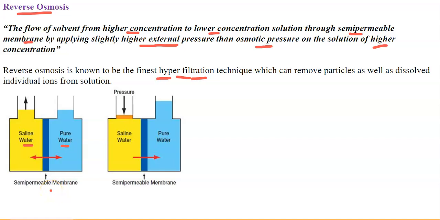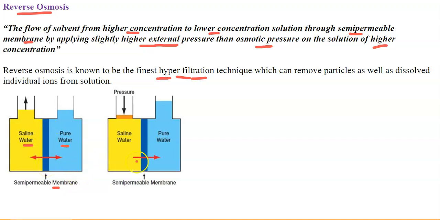As I said, semi-permeable membrane is made up of biological material, and it is a membrane which allows only solvent molecules to pass through it. So this is a solution. Saline water is a solution in which the impurities, the dissolved salts, are solute and water is a solvent. So semi-permeable membrane allows only the solvent molecules to pass through, and it doesn't allow the dissolved impurities of salts to pass through it. So it allows only solvent to pass through, and it does not allow the solute particles to pass through it. So there is saline water, there is pure water, and they are separated by a semi-permeable membrane.